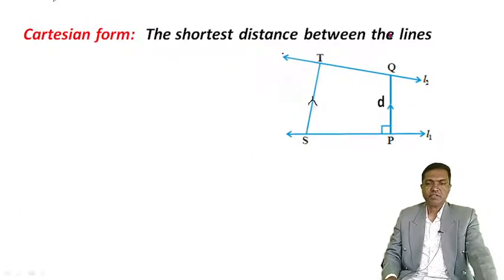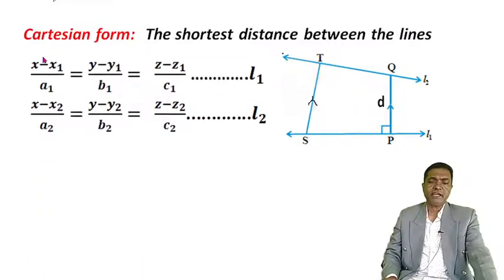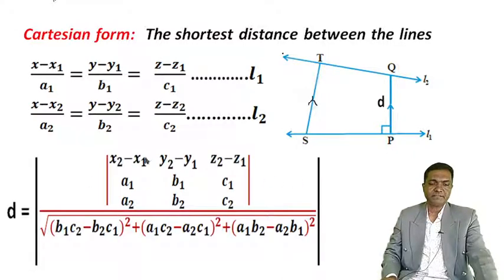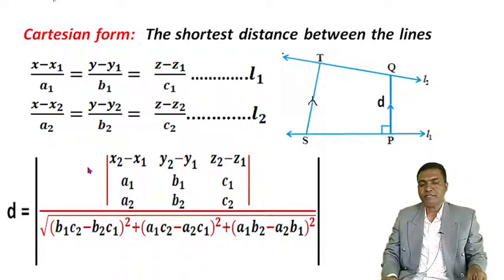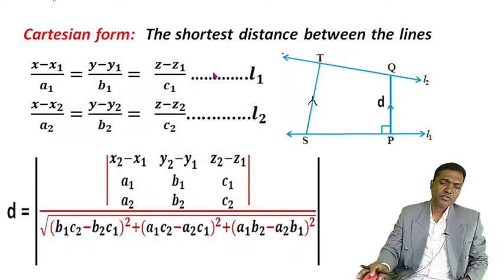See here, the shortest distance between the lines in Cartesian form. Suppose the lines are given in this form, Cartesian form: x minus x1 by a1, y minus y1 by b1, z minus z1 by c1, and x minus x2 by a2, y minus y2 by b2, z minus z2 by c2. Then the shortest distance between these two lines is given by this expression. Okay, so understand this. This is actually your b1 cross b2 dot a2 minus a1. This is a scalar triple product. So remember this.